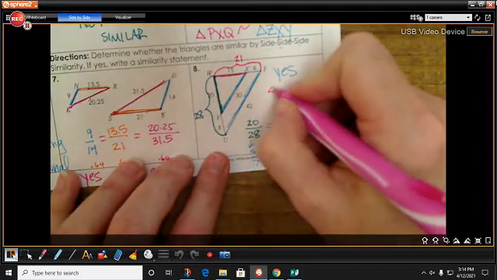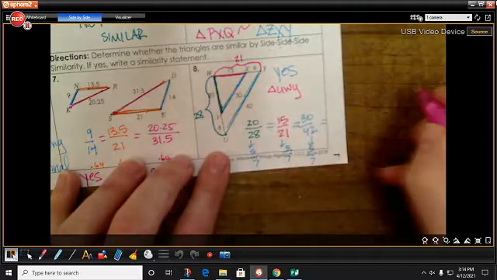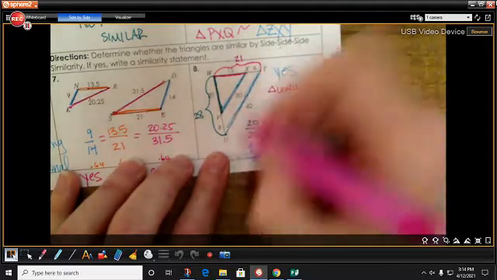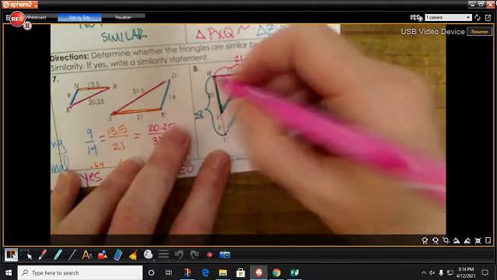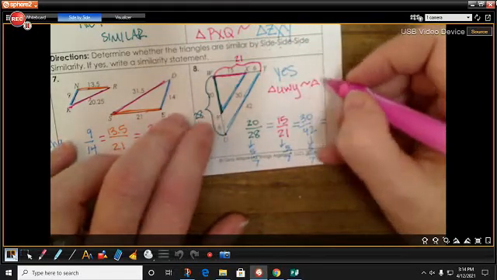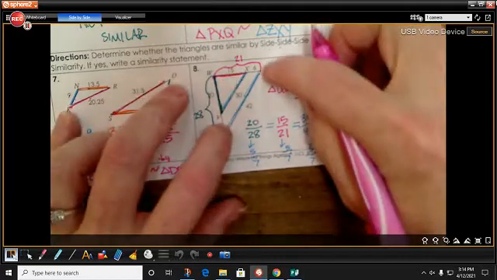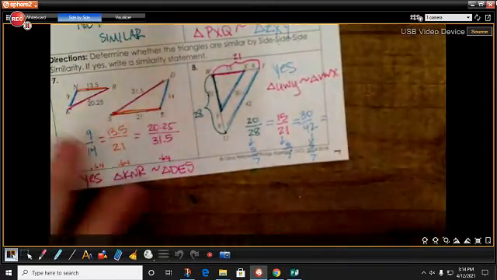And so I'm going to call the smaller one UWY. Or sorry, the big one is UWY. So UWY is going to be similar to triangle VWX. And I just followed the same order that I did for the bigger one.